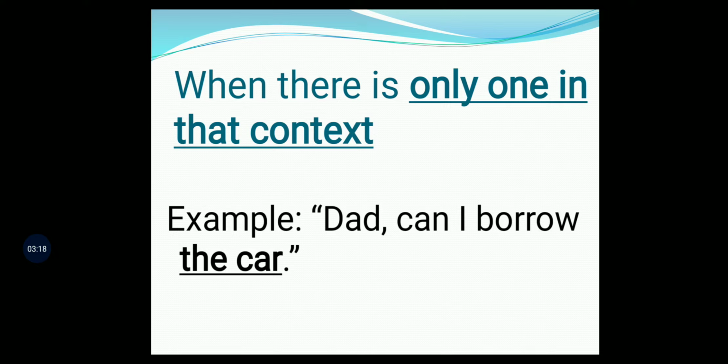Okay, so the next case is when there is only one in that particular context. So, say for example, we say, Dad, can I borrow the car? So in this case, the son is asking the dad to borrow the family's car. So the dad and the son or the daughter already know which particular car they're actually referring to. So it is the car that belongs to them, the car that belongs to the family. So the use of the car is quite obvious here.